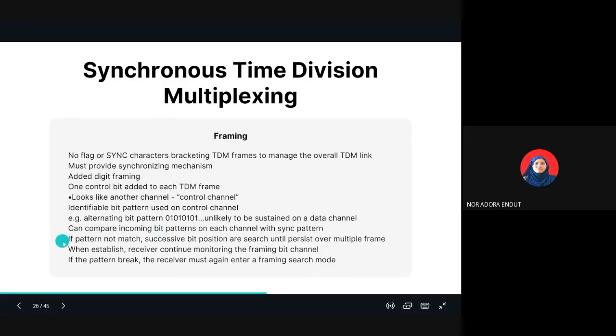So the receiver will look at the first bit. Okay, is it the same as the agreed pattern? If the pattern does not match, successive bit positions are searched until it persists over multiple frames. It must make sure it searches for the next bits to find this pattern. Okay, when there is a pattern established, the receiver will continue monitoring the frame. If correct, it continues monitoring. If the pattern breaks, suddenly it runs differently, the receiver must again enter a framing search mode. In search mode it must keep searching until it finds that pattern. Only then does it know that is the correct frame.